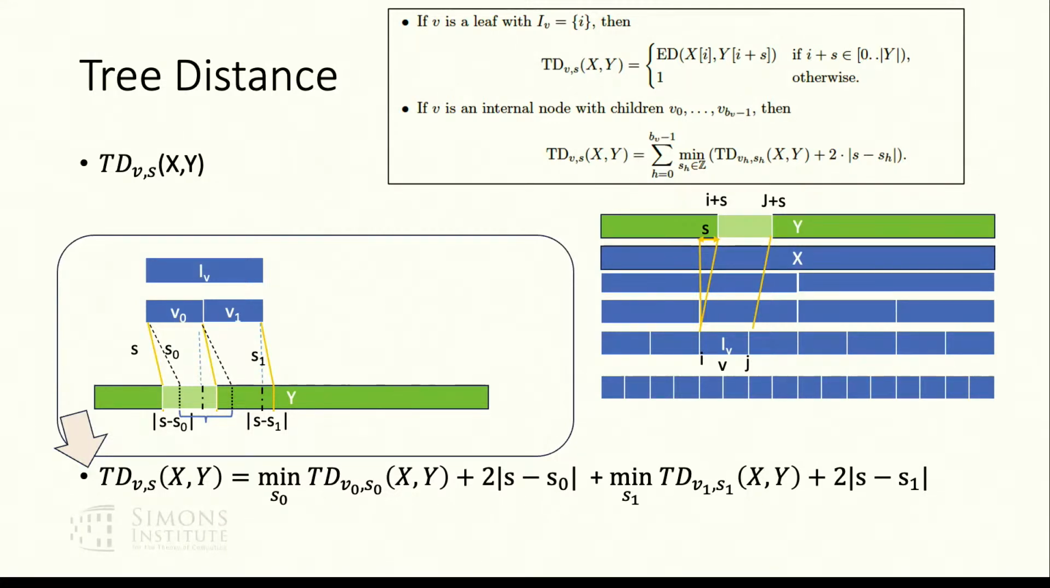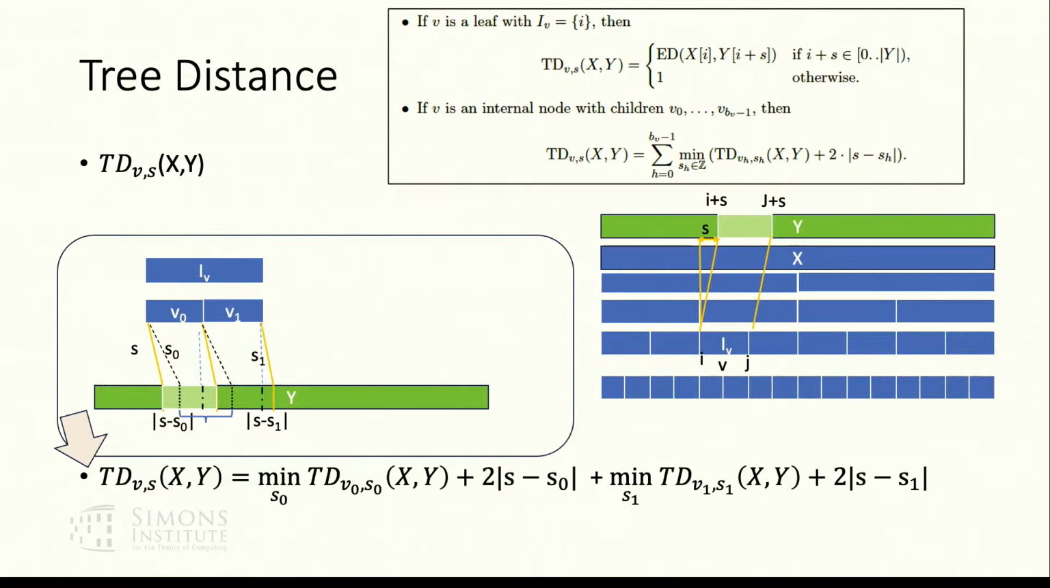But now you have to pay for this. If S0 is not S, you pay for it here. Similarly, V1 will consider all possible shifts S1, but if S1 doesn't match S, you have to pay for it. So that's what the tree distance is. You are looking over all shifts for your children, asking for which shift you get the minimum, and then adding up over the children. This is how the tree distance is defined.